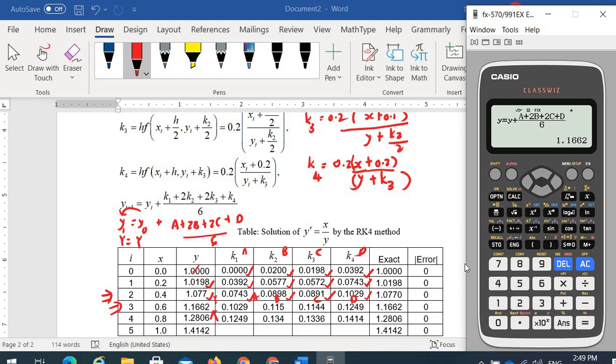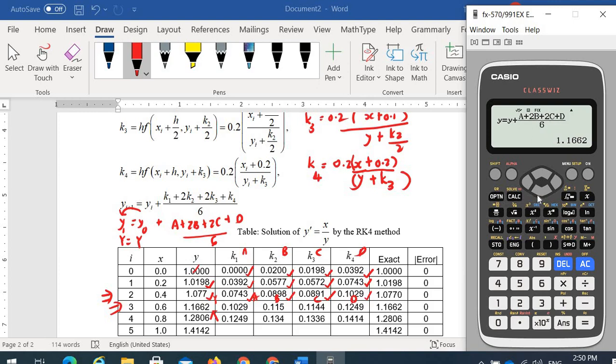You repeat again, calculate K1. When you calculate K1, the X value is there, the Y value is there, you just equal. When you calculate K2, the X value is 0.6 plus H over 2, so you get 0.7. The Y value for K2 is the current Y plus the K1 value divided by 2. When you calculate K3, the X value is the same as K2, so you just go down, don't equal.